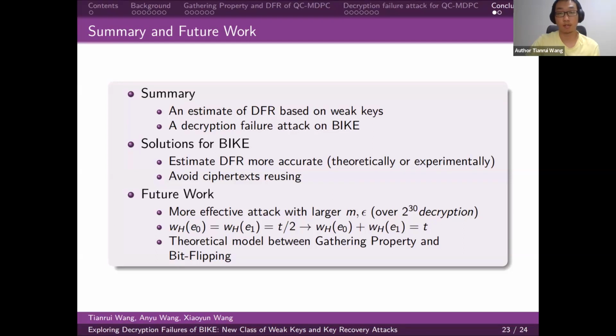For future work, there are several areas to explore. Above all, since parts of our complexity are obtained by experiments, there might exist more effective attacks with larger M epsilon. To find this, over 2 to the power of 30 decryptions are needed. Secondly, for simplicity, we split the weight of error equally, while BAC only asks for the sum of weight. So more effective attacks might exist when the weight is imbalanced. Finally, a theoretical model between gathering property and bit flipping might be a promising direction.